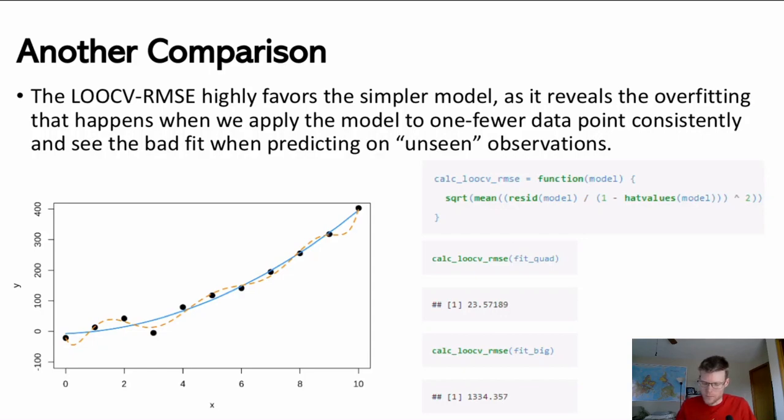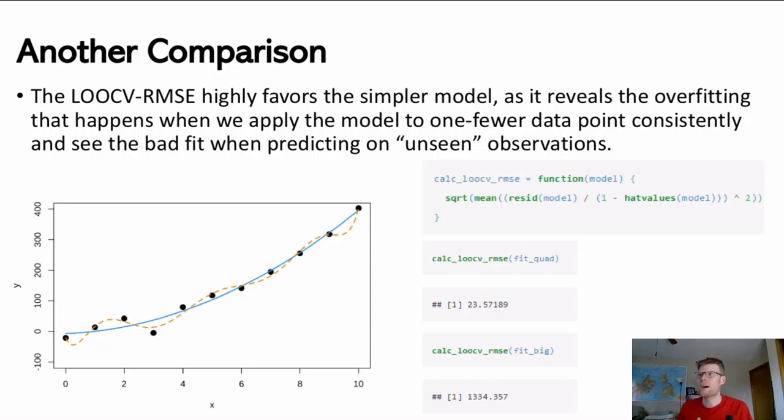So for that reason, leave one out cross-validation RMSE will favor the simpler model and help us avoid overfitting. And this is an example of how we can calculate that. So if you have your model that you have fitted with the parameters that you have chosen, then you can take the residuals of your model divided by 1 minus the hat values, and then take the mean squared and the square root. Here's just an example of how you'd write that code. It's the same thing that's in the book.